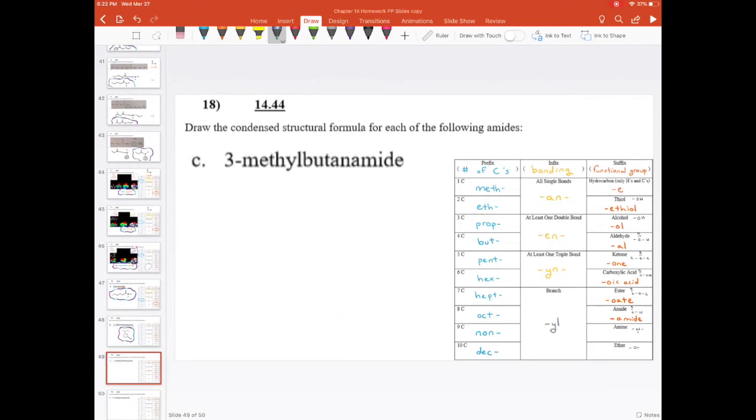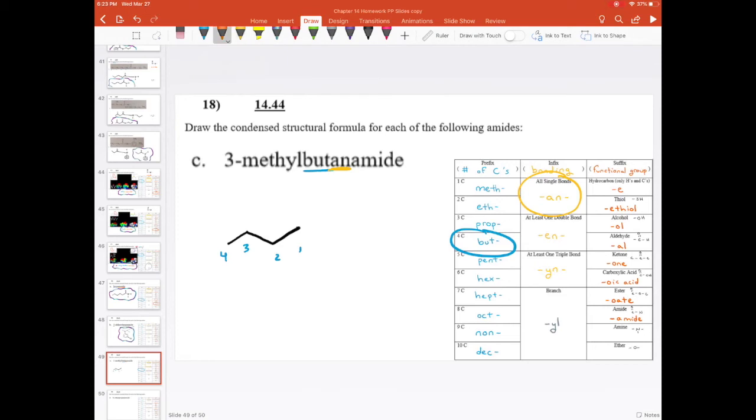Here we have 3-methylbutanamide. This is more of a normal one. Now, let's draw the backbone first. We know that everything before a YL is a branch. So after the YL is butanamide, that's our backbone. But is telling us we're dealing with 4 carbons. So here we have 1, 2, 3, 4. The infix is AN, so that means we have all single bonds between those carbons, and you can see that here.